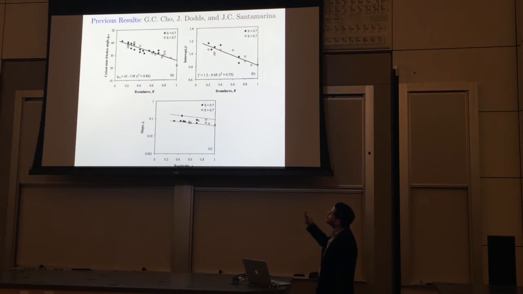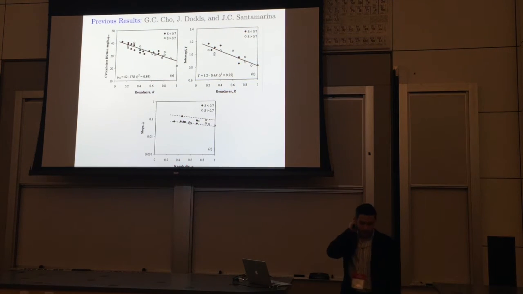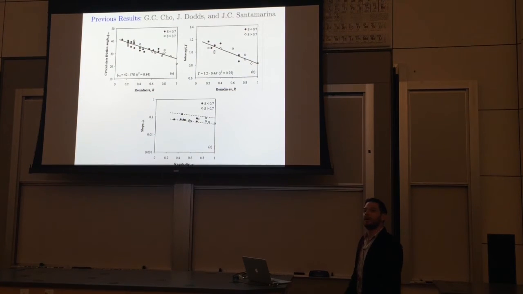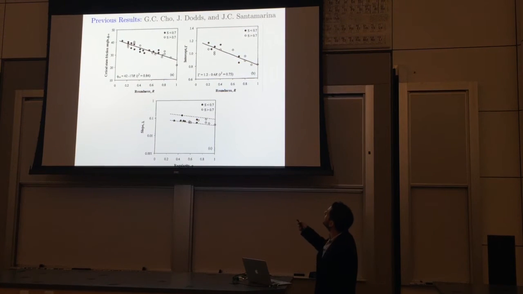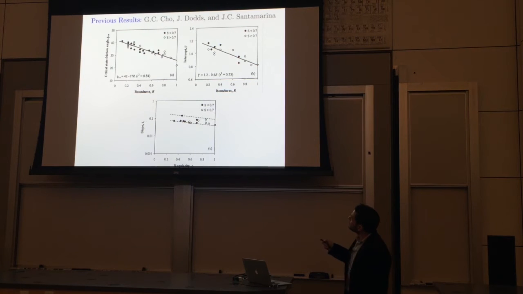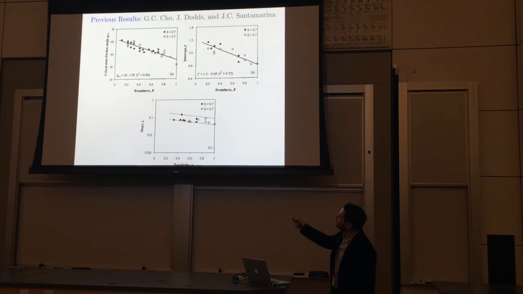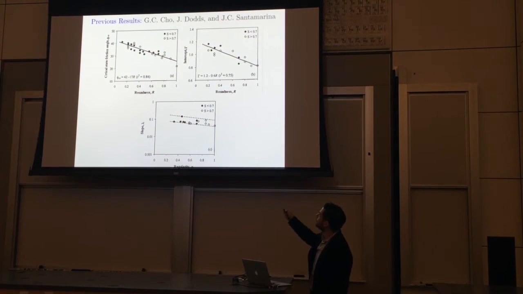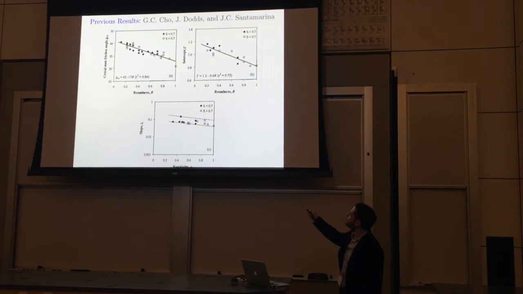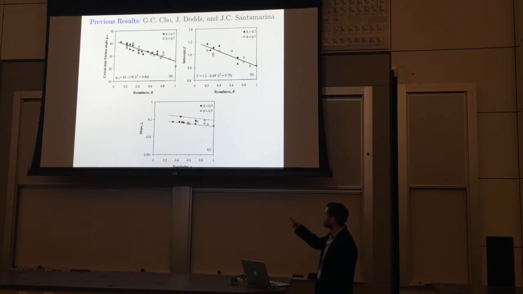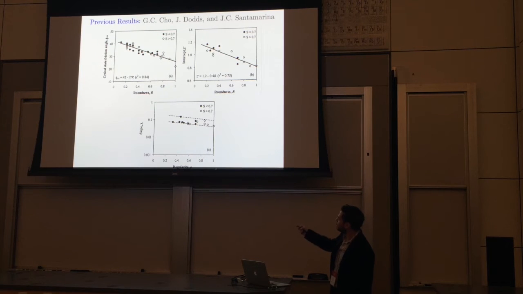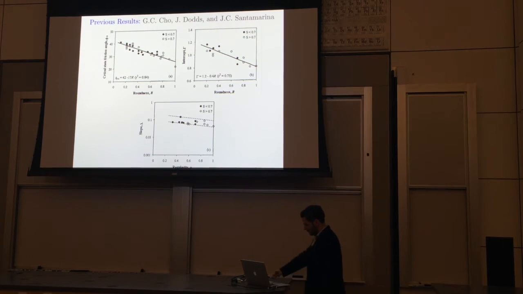Here are some previous results from real experiments years ago with real particles in a real lab by Cho, Dodds, and Santa Marina. So they plot the critical state friction angle, the intercept, and the slope in terms of roundness, because they claim that the critical state friction angle depends only on roundness and not on sphericity. The same thing for the intercept, and they claim that the slope doesn't depend on roundness nor sphericity. For them, this is almost a constant, and that's why they plot it against regularity. Let's see what we get.